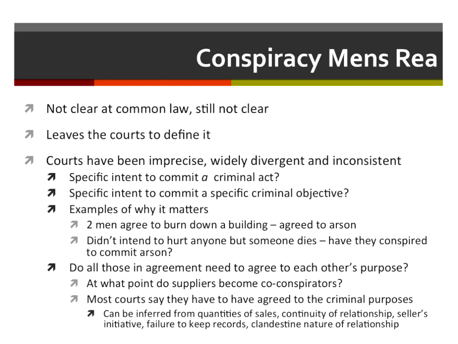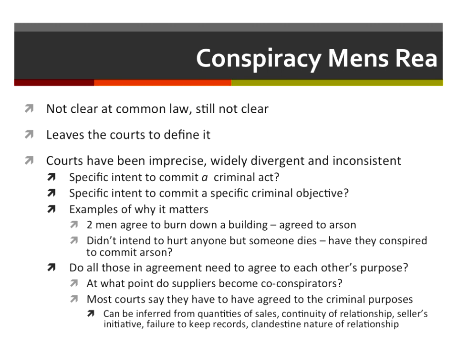All right, so what's the mens rea for conspiracy? It wasn't clear at common law, and it's still not very clear. Courts often have been imprecise in determining what they consider to constitute mens rea. Is it specific intent to commit a criminal act, specific intent to commit a specific criminal act? And let's think about, why does this matter? Two men agree to burn down a building, so they've agreed to arson. They didn't intend to hurt anybody, but somebody dies. Have they conspired to commit arson?